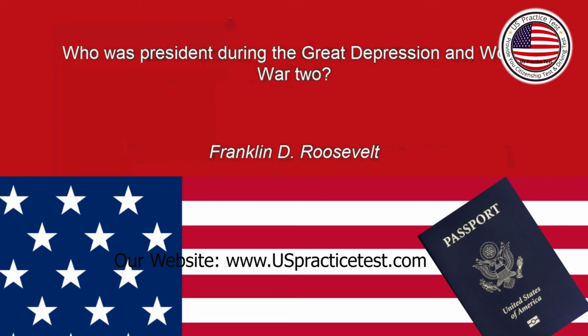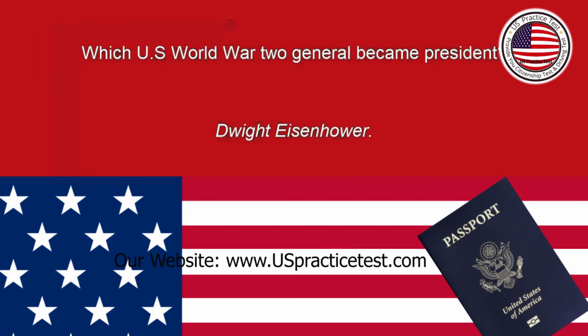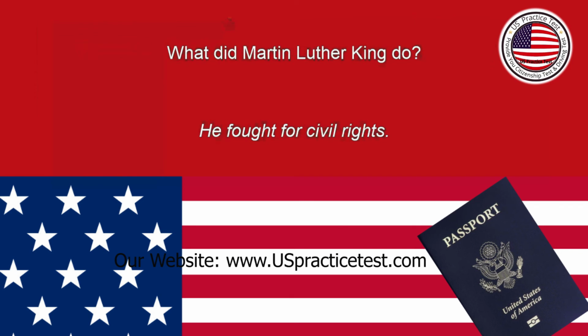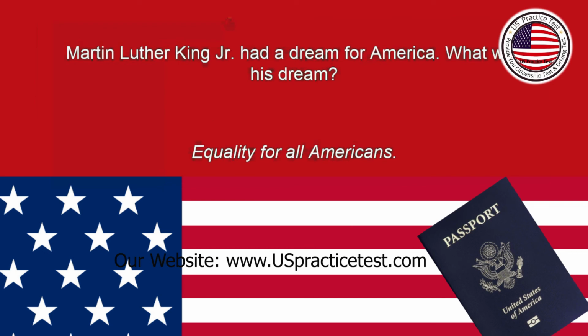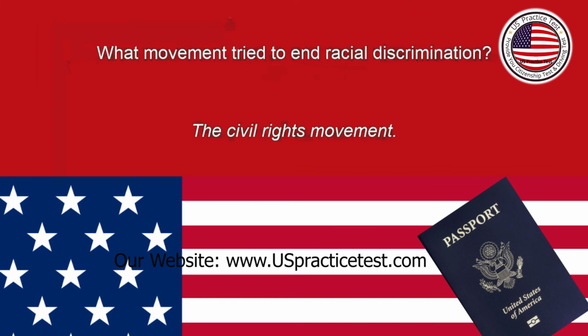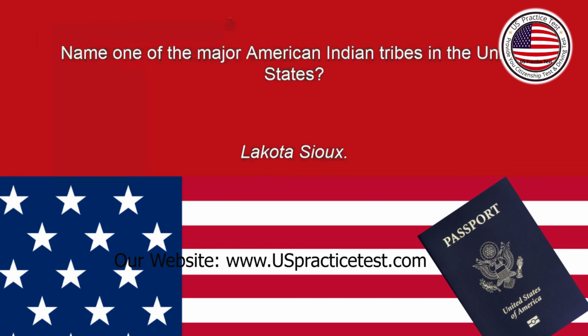Who was president during the Great Depression and World War II? Franklin D. Roosevelt. Which U.S. World War II general later became president? Dwight Eisenhower. What did Martin Luther King do? He fought for civil rights. Martin Luther King Jr. had a dream for America. What was his dream? Equality for all Americans. What movement tried to end racial discrimination? The Civil Rights Movement. Name one of the major American Indian tribes in the United States.